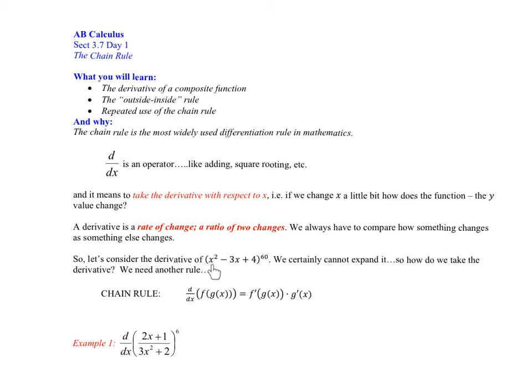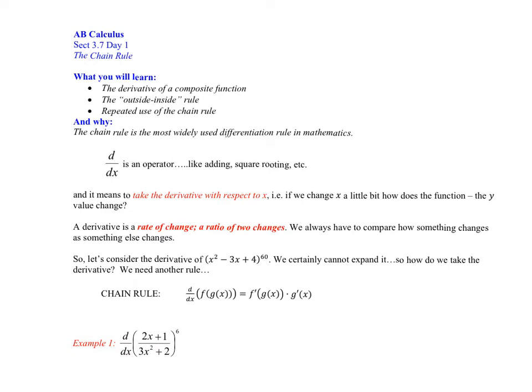So let's consider the derivative of this nasty function right here. This is x squared minus 3x plus 4 to the 60th power. Clearly we don't want to expand it. So how do we take that derivative? We need another rule. The proof of the chain rule we're not going over in this video. However, if you're interested, Google it, YouTube, whatever, or ask questions. We can show you how that's done.